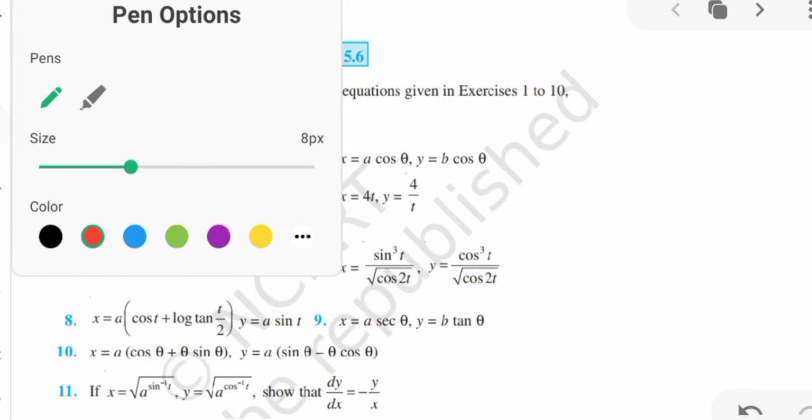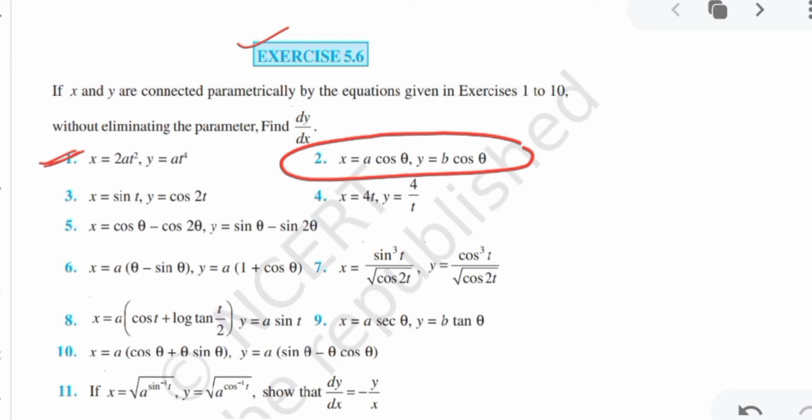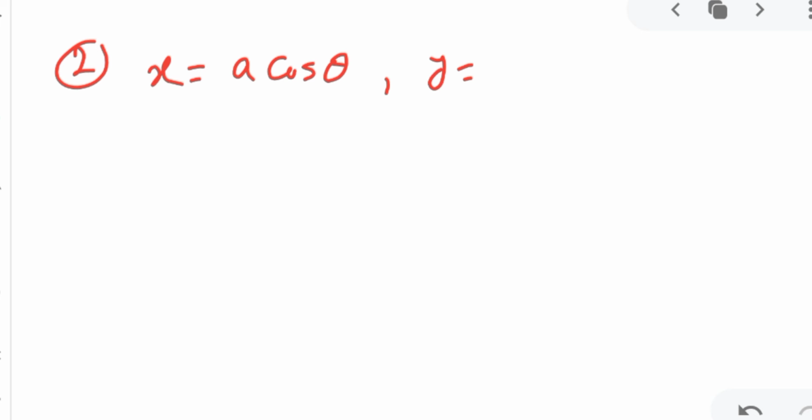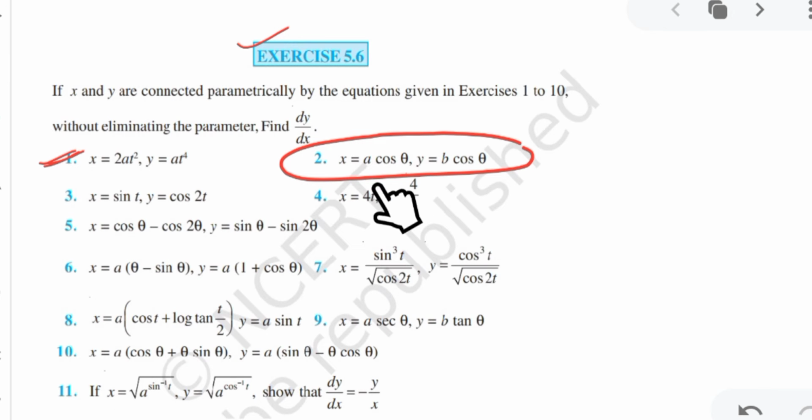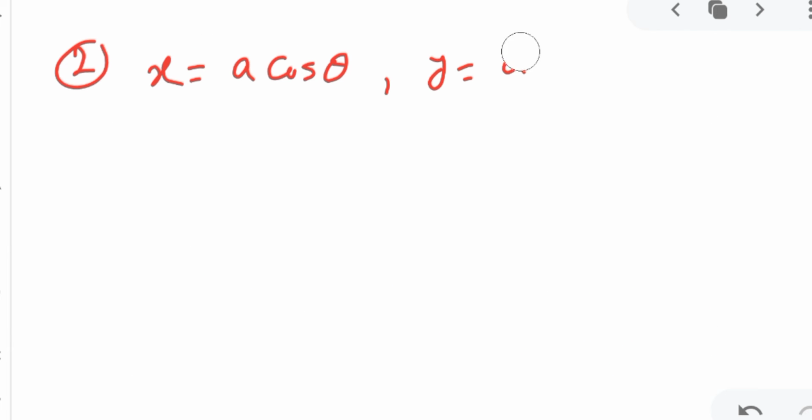Now we are moving to the second question. In the second question, x is given as a cos theta and y is given as b cos theta. So the second question: x is a cos theta and y is b cos theta, and we have to find dy upon dx.